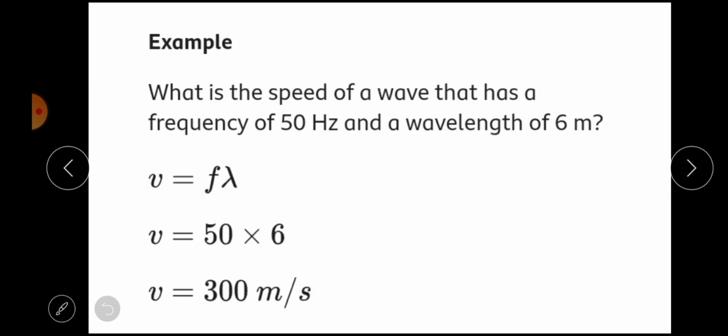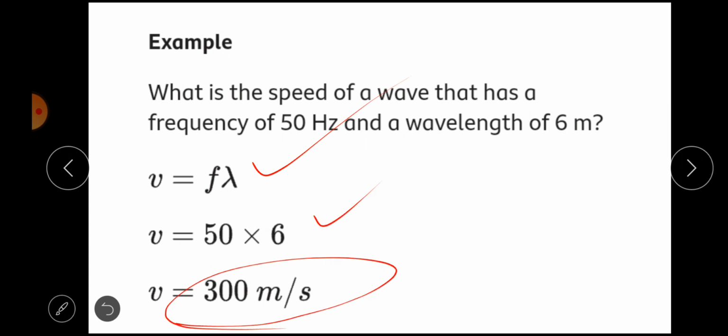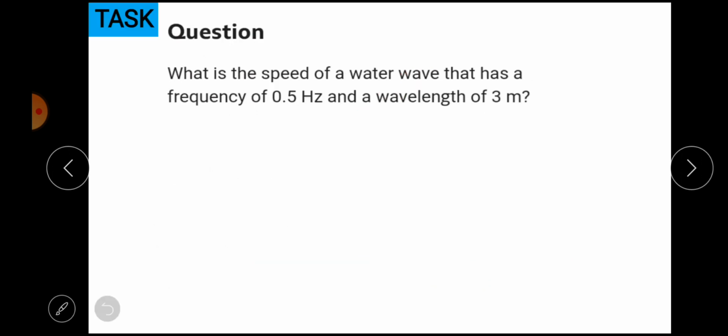Let's look at this example. What is the speed of a wave that has a frequency of 50 hertz and a wavelength of 6 meters? What is the speed? So speed is going to be frequency times wavelength. So you get a mark for giving the equation, and then you substitute, which is 50 times 6, and then you're going to get 300 meters per second.